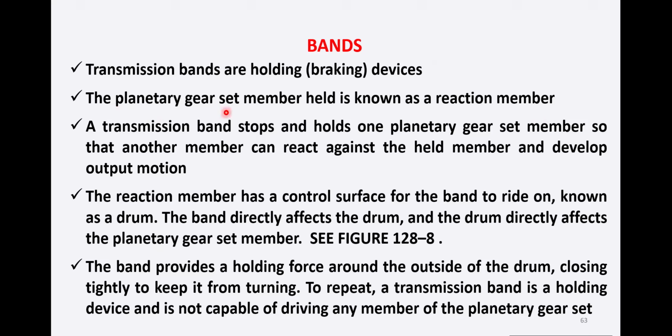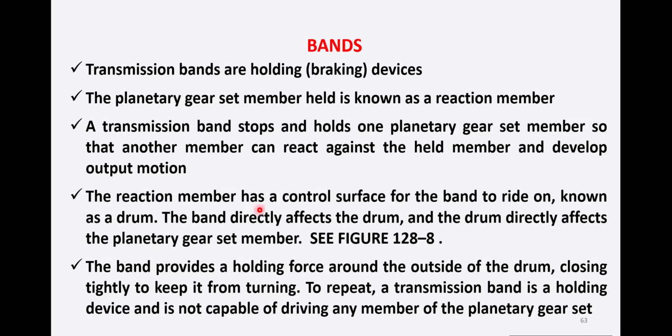So the planetary gear set member held is known as a reaction member. A transmission band stops and holds one planetary gear set's member so that another member can react against the held member and develop output motion. So we are giving input to the one gear, which may be sun or maybe planetary carriers or maybe the ring, and holding either of the one and getting the output from the third member of the planetary gear set. So this is how it works.